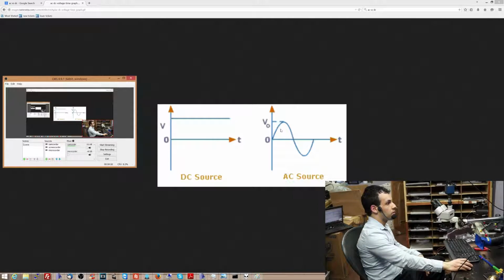Now with the AC source, it's a constantly moving target. So again, you want to have a constant 1 and a constant 0 for your digital circuit to work properly. But what is this? Is this a yes or a no? Is this a yes or a no? Like what is this? It's a constantly moving target.